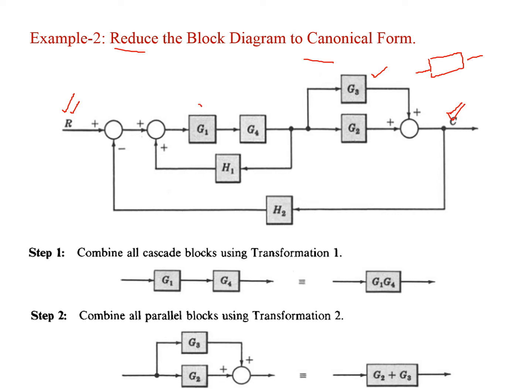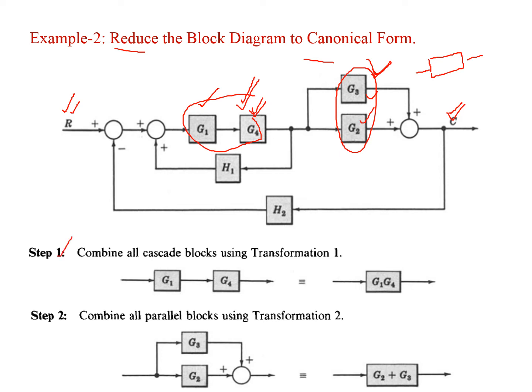Here G1 and G4 are connected in series. Similarly, G2 and G3 are connected in parallel. First reduce the series blocks, those are nothing but cascade blocks, and in the second step we are going to reduce the parallel blocks.